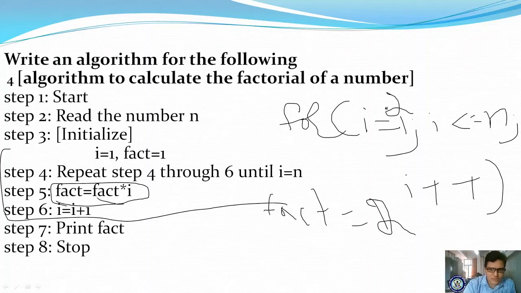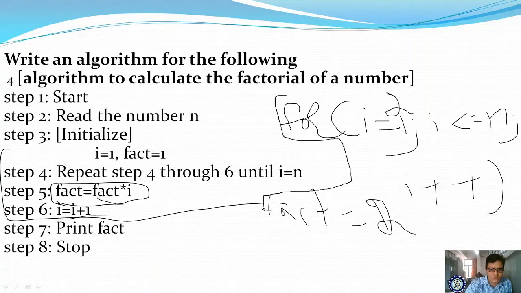Clear? Yes. So now it is 2. Next i becomes 3, 2 into 3 is 6. Next 4, 4 into 6 is 24. 24 into 5 is 120. Got it? Once 120 is stored in fact, you are repeating the steps for i plus 1. So generally we write the for loop like this.